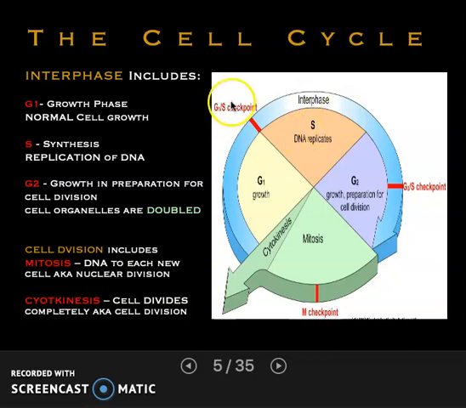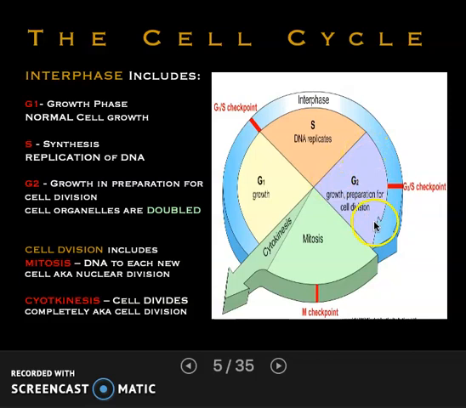And then the cell moves into S for synthesis, and that's when DNA replication occurs. We're going to learn about that in some detail in our next unit, but DNA is replicated during S. Finally, the cell will move from S, once the DNA is replicated, and prepare for cell division. Some of the things happening here is there's a large production of the microtubules and microfilaments that are going to make up the structure called the mitotic spindle.